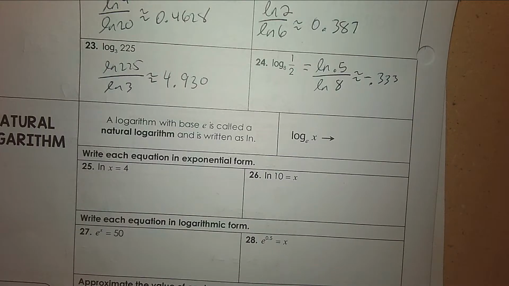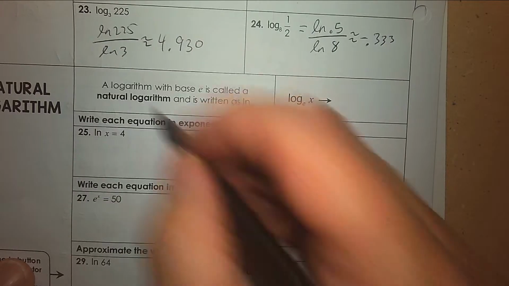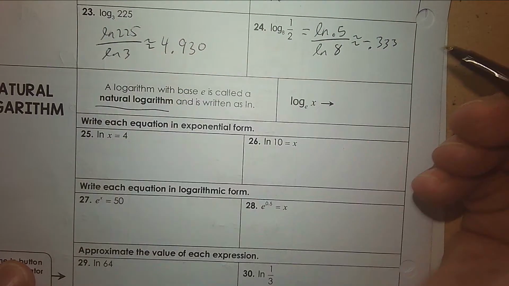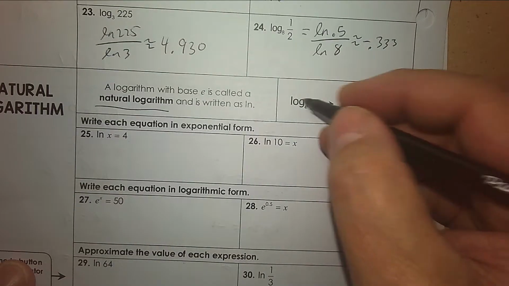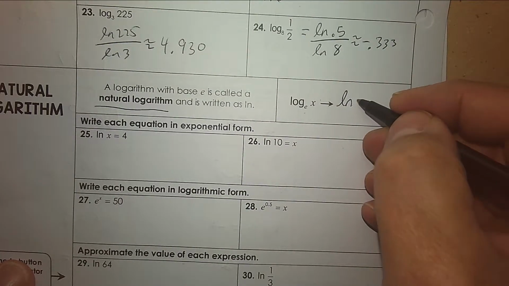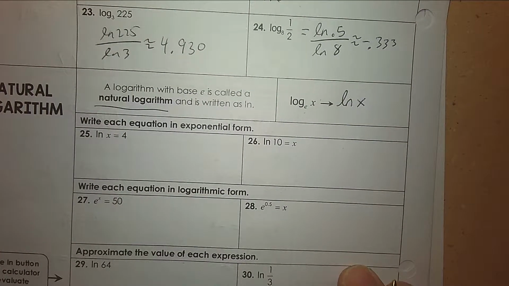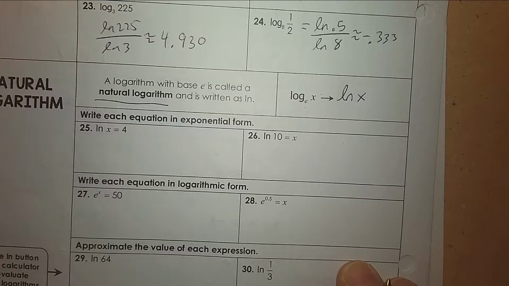Cool. Now, here we go. A logarithm with a base of e is called a natural logarithm. We've just been working with it. The symbol for a logarithm with a base of e is ln. Here's another example where we don't write down the base. ln means the base is e. We don't have to write e down.